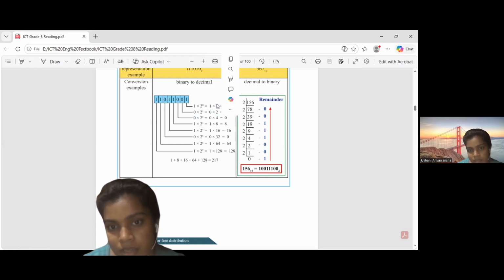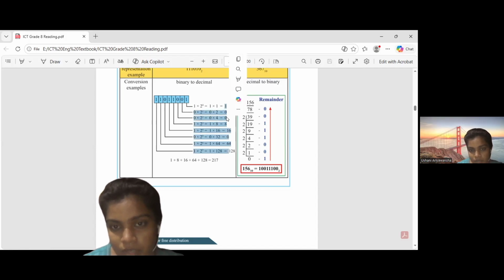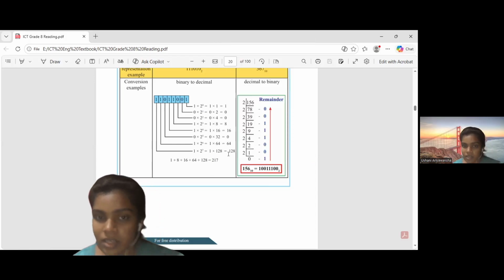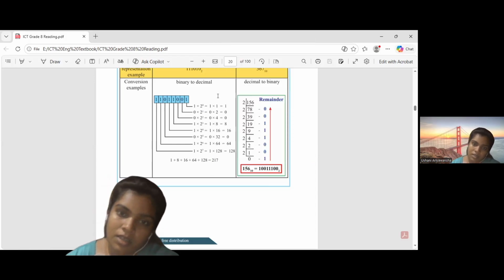And you can see here power values, right? And next, add all together, right? 1, 0, 0, 8, 16, 0, 40, sorry, 64, 128. Add all together, then you will get 270, right? That is the answer.